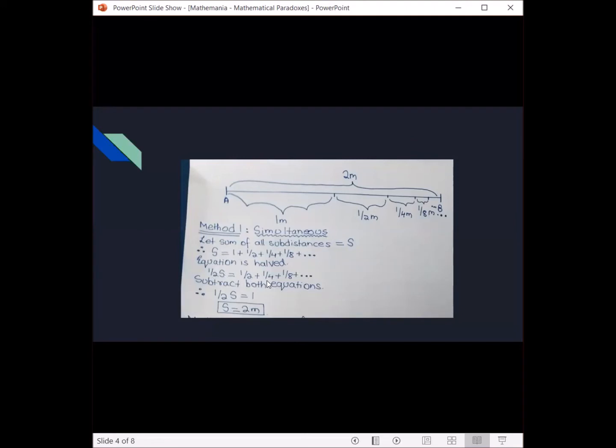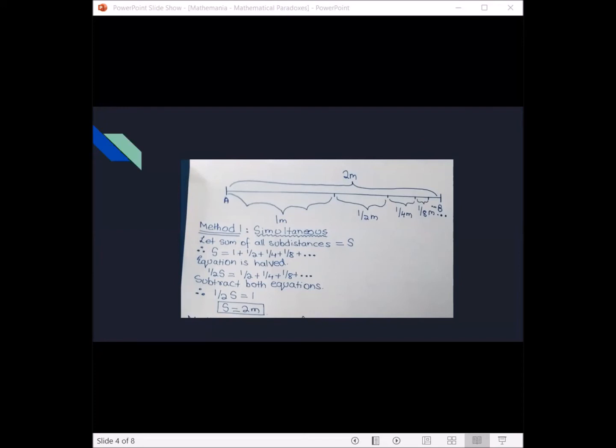Now, when we subtract these two equations, what we get is half s is equal to 1, because this entire RHS will cut out this part and only 1 will be remaining. So half s is equal to 1 and s is equal to 2, which we know was the truth, which we know was the reality. So what exactly did I do here? What helped me out here?